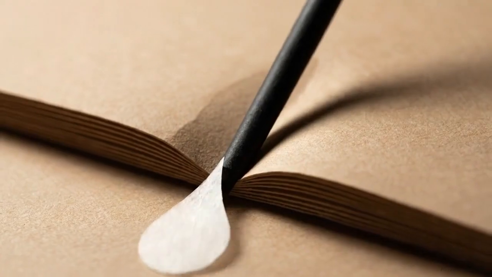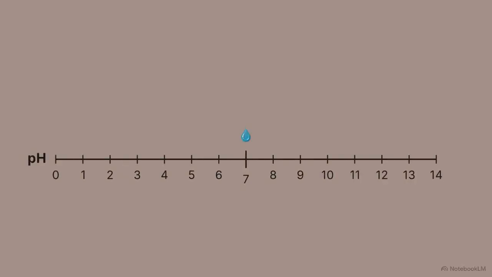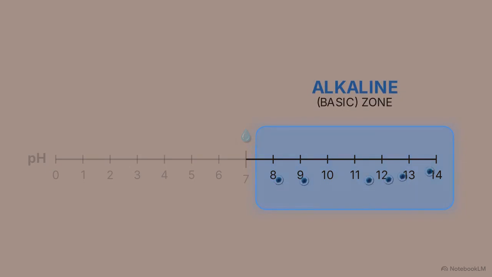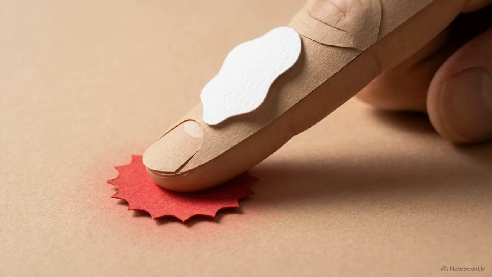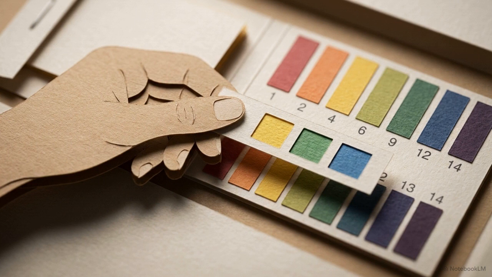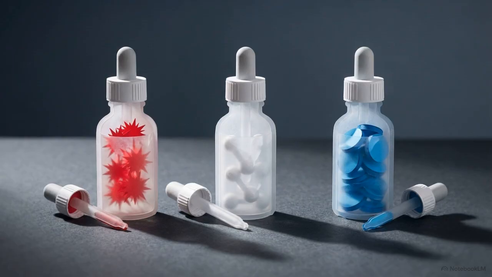To treat that sting, we turn to the upper half of our scale, from 8 to 14. This is the basic or alkaline zone. If you dab a mild household base like baking soda onto a sting, it helps counter the acid's bite. By reading this numbered scale, we can measure the strength of the liquids around us and choose the exact right chemical to stop them from causing harm.